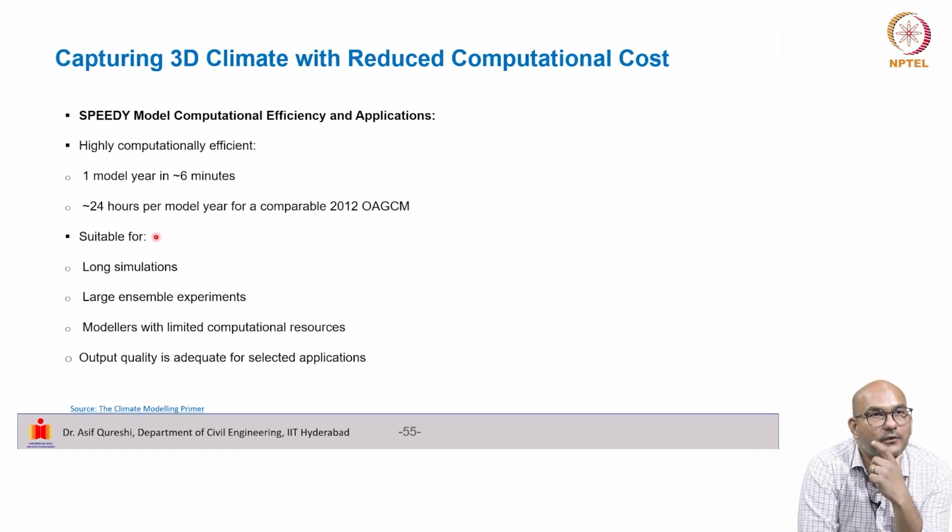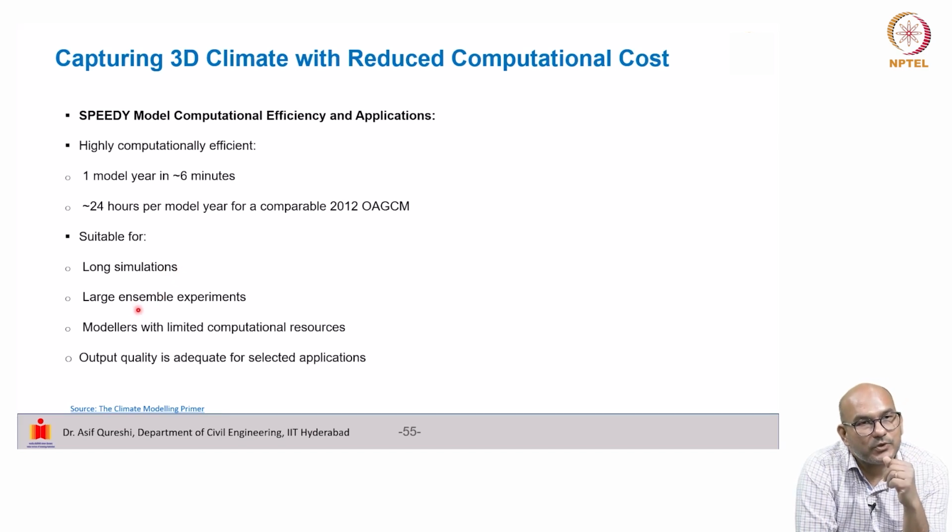It is 24 hours per model year for a comparable ocean atmosphere GCM, which was made in 2012. So, instead of 6 minutes, it takes 24 hours. So, we are looking at 1 hour being 60 minutes, so 10 multiplied by 24, which is 240. This is almost 240 times more efficient in terms of running time. So, this becomes suitable for long term simulations and a large number of experiments, meaning a large number of model experiments.